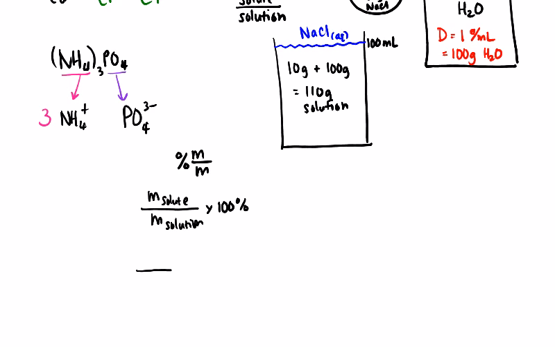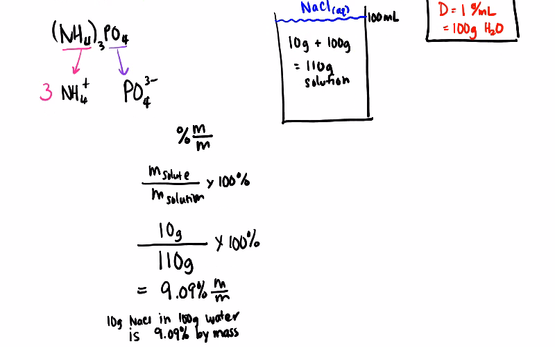So in the case of our sodium chloride solution, remember I added 10 grams of salt. When I add it to 100 grams of water, I get a total of 110 grams of solution. When I multiply through, this would be a 9.09% mass over mass salt solution.